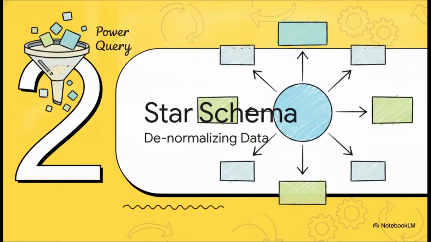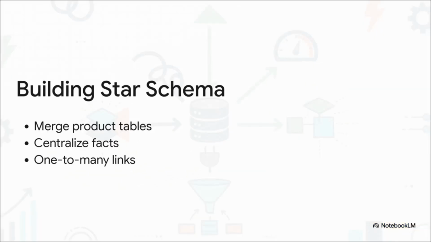Which brings us to part 2, building the star schema. Let's talk about how to structurally fix a messy model by diving straight into Power Query and doing some serious de-normalization. Here are the exact steps to build that lightning-fast foundation.